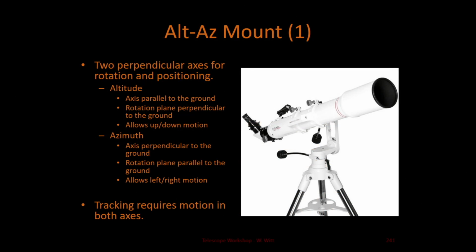So the alt-az mount has two perpendicular axes for rotating and positioning. Basically, altitude is this one, right? That's this axis. And azimuth is this one, right, along the horizontal. And if you're trying to track something, you have to move in both axes, right? You're moving the up and down and the right and left, together.